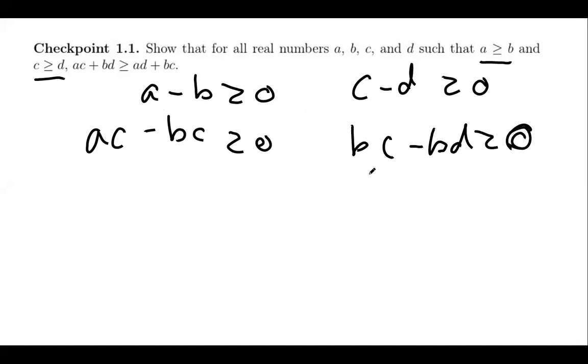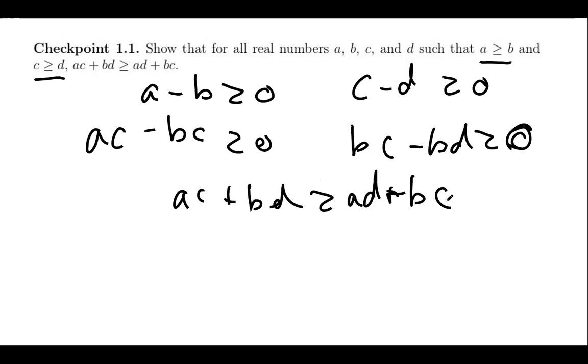So if we combine the two together, we get that AC plus BD is greater than or equal to AD plus BC. Okay.